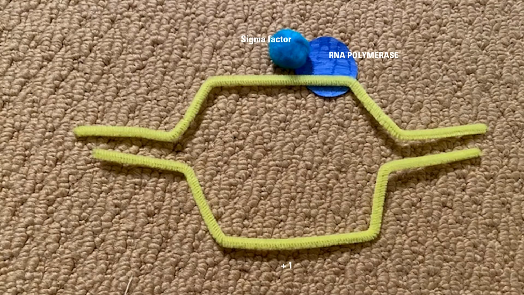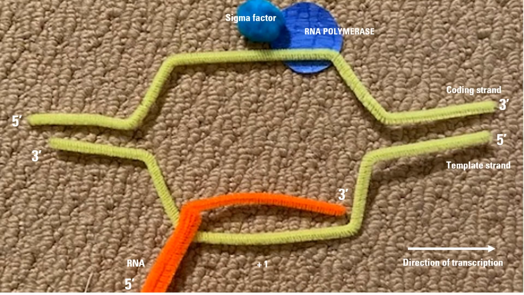The +1 at the bottom denotes where transcription started. Nucleotides begin to be added to the 3' end to synthesize mRNA. The NTPs help with this RNA synthesis. Only one strand of DNA is transcribed, and that's called the template strand. The mRNA product is complementary and almost the same.